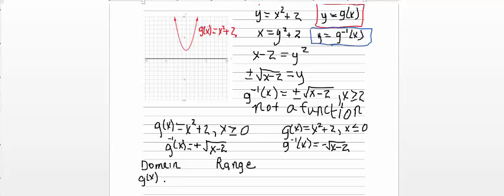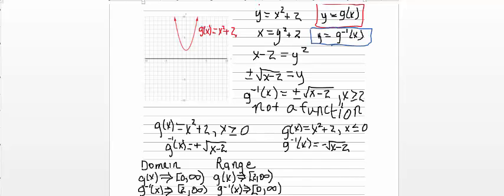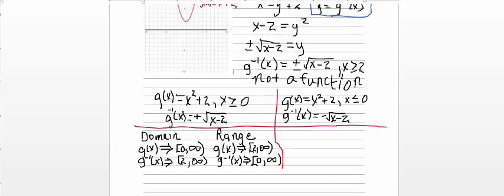Notice the domain of g when x is bigger than or equal to 0 is all x's, including 0, that are bigger than 0. The domain of g inverse is 2 or anything bigger than 2. The range of g is 2 or anything bigger than 2. The range of g inverse is 0 or anything bigger than 0. So notice how the range of g is the domain of g inverse, and vice versa.